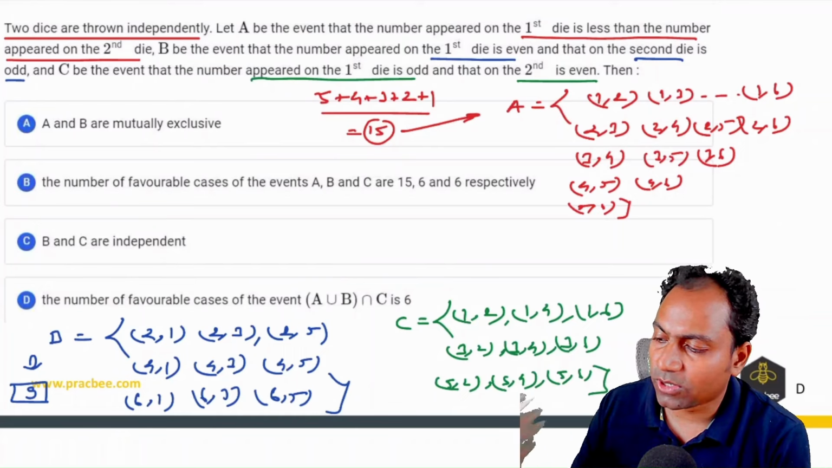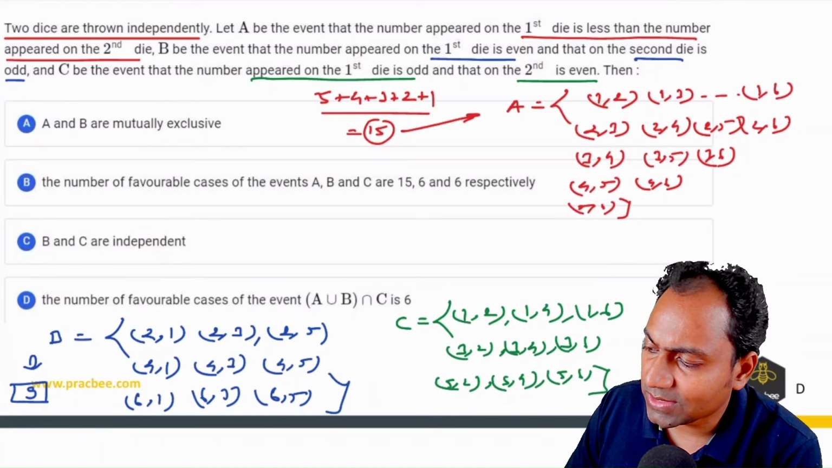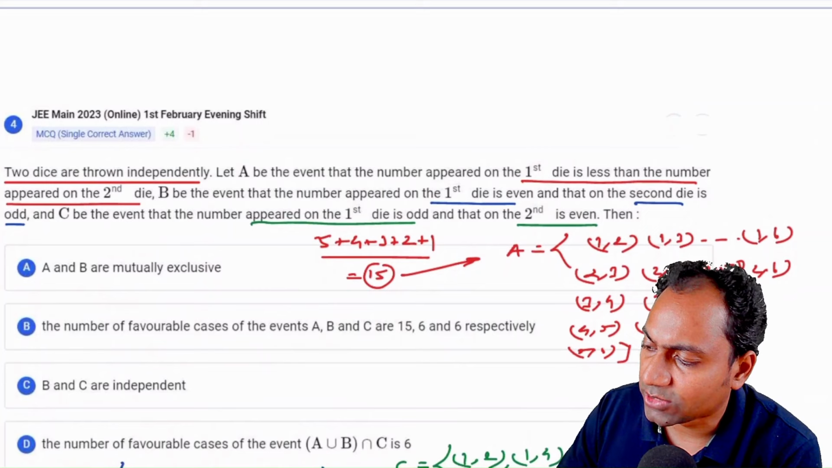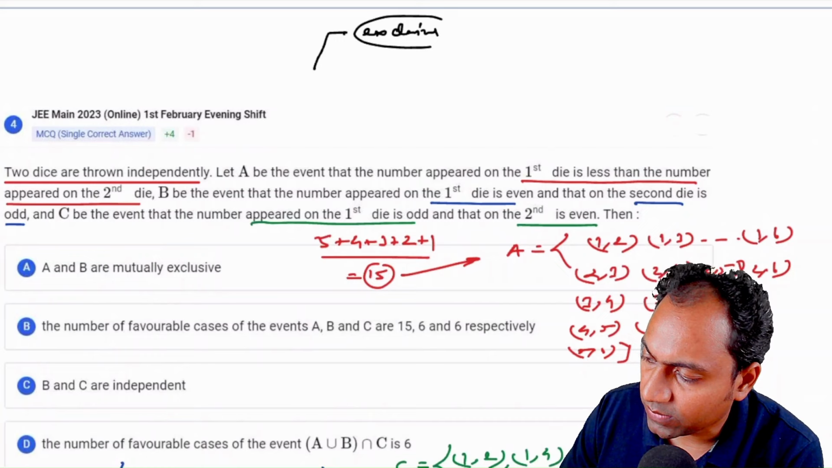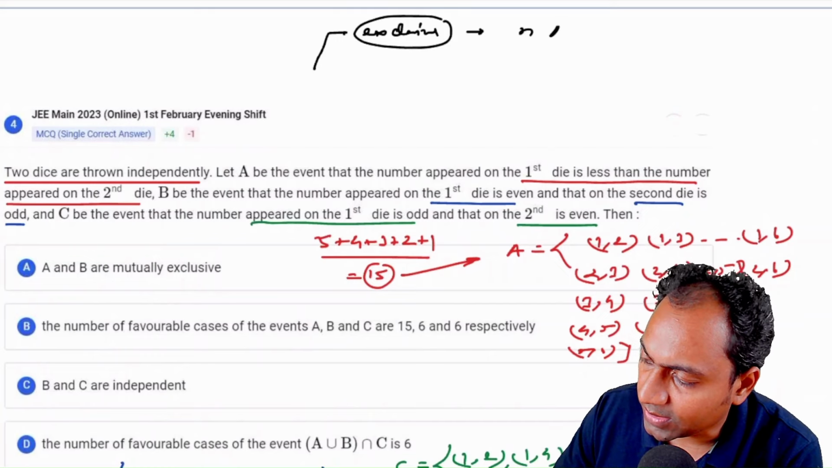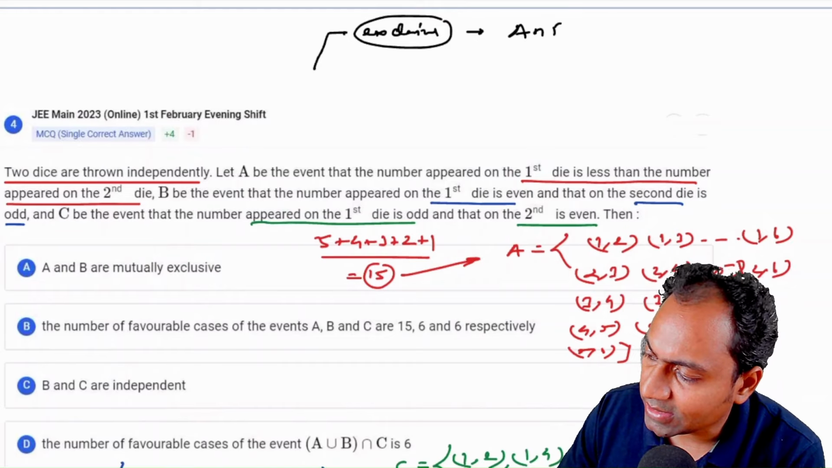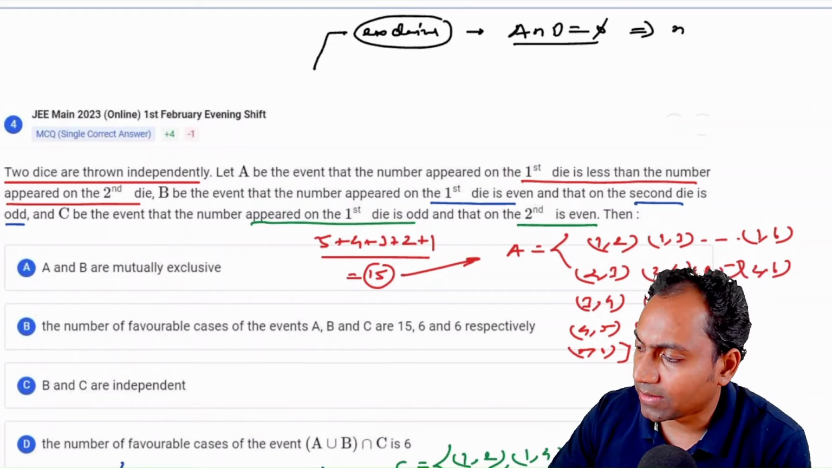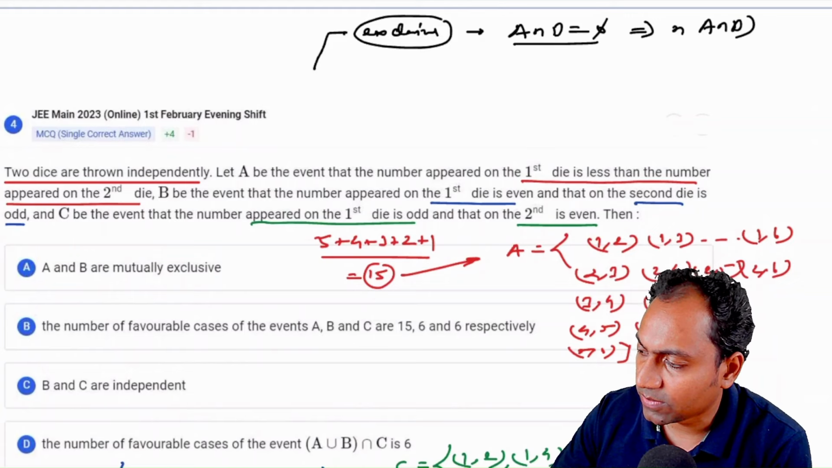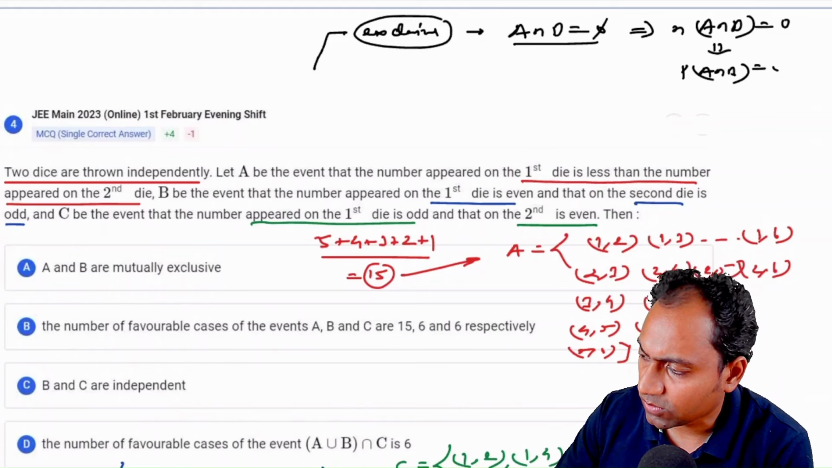Now let us check all the options. First, they are saying A and B are mutually exclusive. Mutually exclusive. Now these are three very important words, so let us first try and distinguish them. When somebody says two events are mutually exclusive, this fundamentally means that the number of elements in A intersection B is equal to 0, or more appropriately we should write A intersection B is equal to the null set. So automatically this would imply that the number of elements in A intersection B will be equal to 0, and that will imply that the probability of A intersection B is equal to 0.